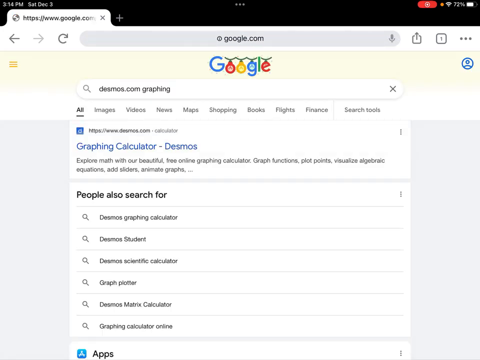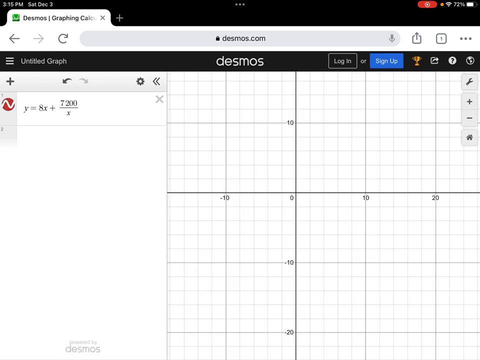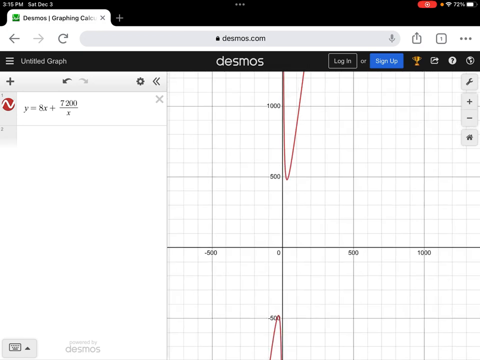All right, so if we go to the Desmos graphing calculator, we're just going to plug in that function we came up with. So we'll say y equals 8x plus 7,200 divided by x. And we're going to zoom out quite a bit here. This is kind of an odd looking function. It's a reciprocal function, so it's got those kind of weird branches going on.